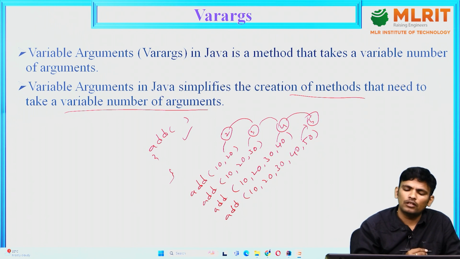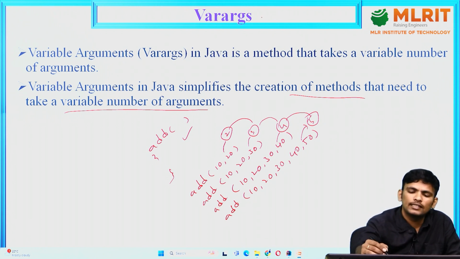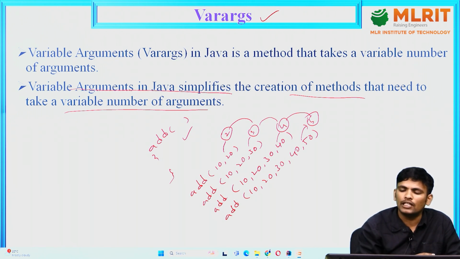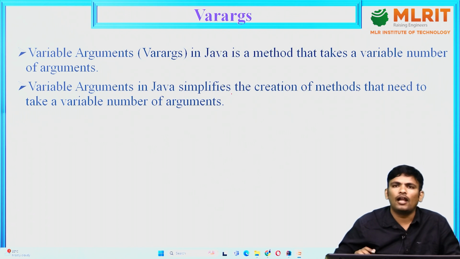Even though the arguments are varying, your method must be in a position to handle that. So how to handle this? By using the var-args concept. That is the meaning. The variable arguments in Java implies the creation of a method that needs to take a variable number of arguments. The arguments will vary, and that variation must be handled by using var-args. Now we will see how to work with var-args.